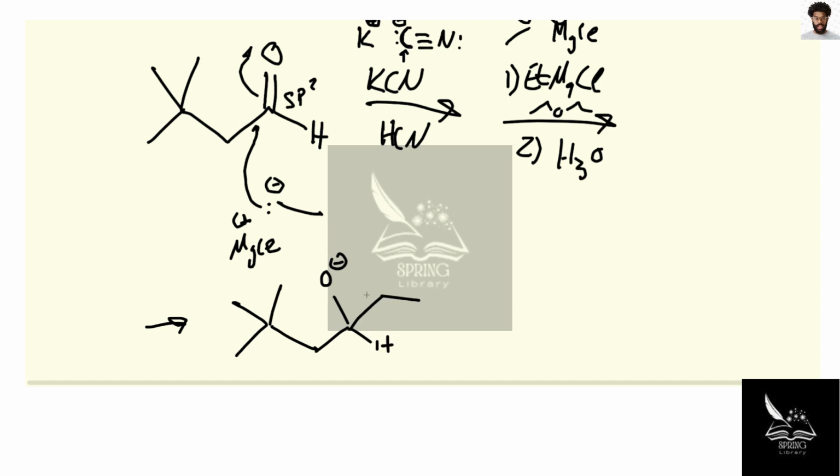And this can happen in one of two ways, either to give us the R or S stereochemistry, right? And we'll get an equal mixture of both. So whatever our product is, we're going to get a racemic mixture of R and S, right?